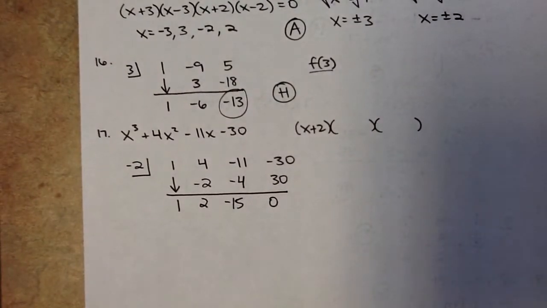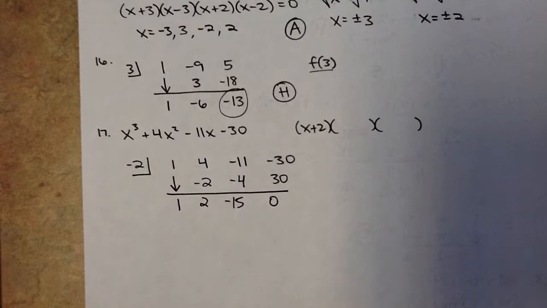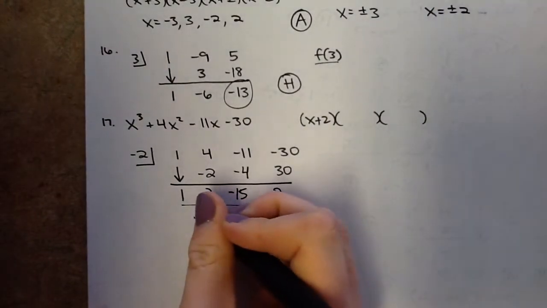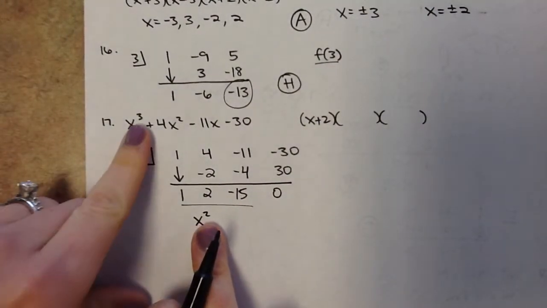When it does the here's the polynomial, here's one of the factors, find the remaining factors, I have to take this and write it as a new polynomial. So I have 1x squared. This drops to an x squared because this was an x cubed.